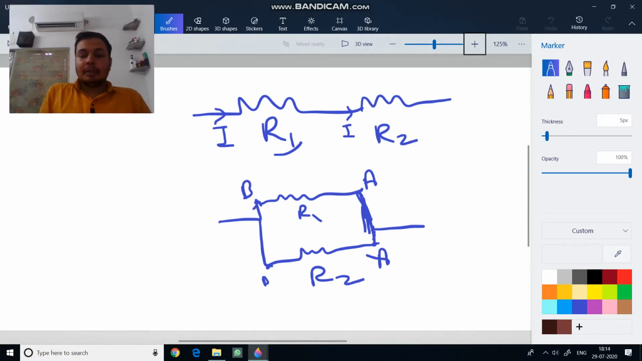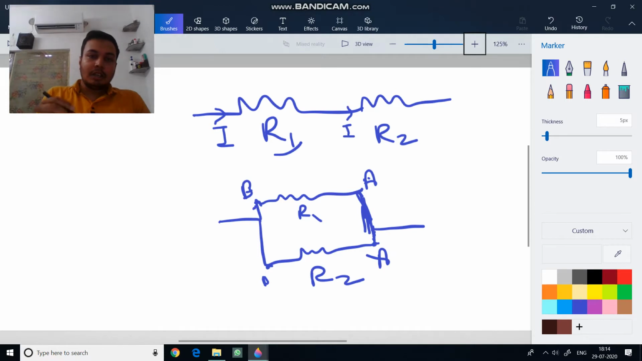So I am denoting this potential as B and this as A. So this also becomes A and this B. So the potential difference across the resistances R1 and R2 becomes B minus A. As the potential difference across both the resistances R1 and R2 is the same, we say they are connected in parallel.